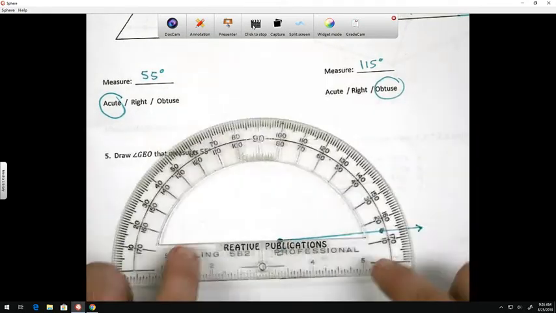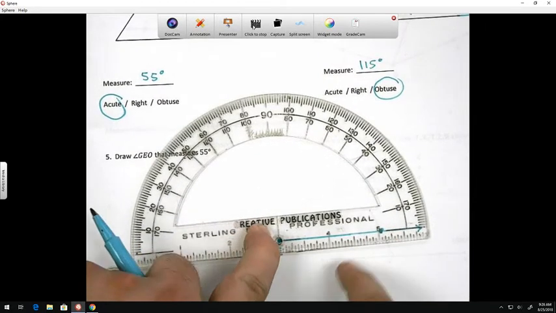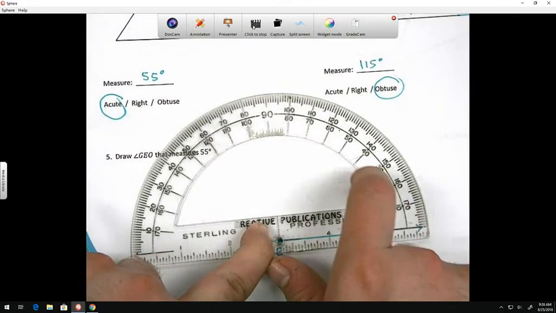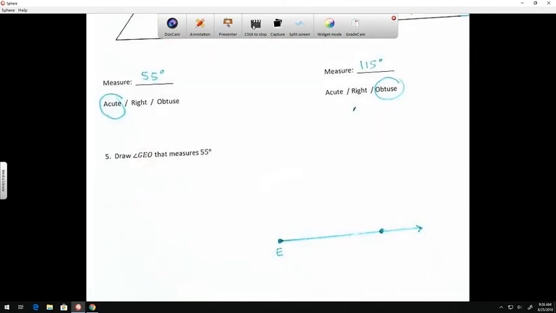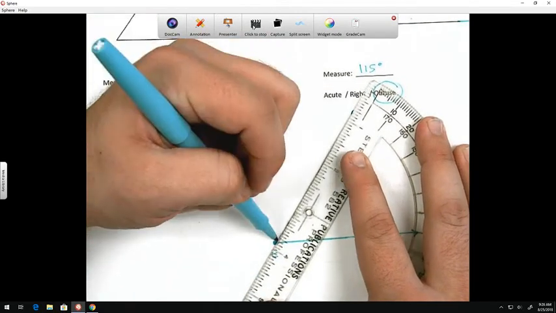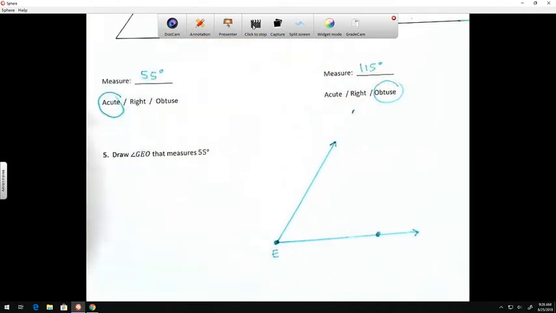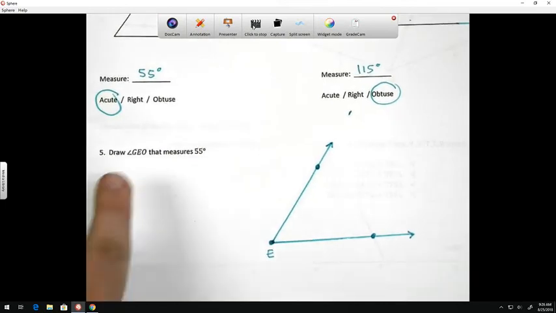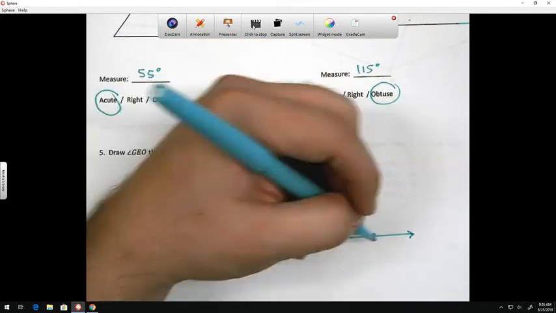So I line up my protractor along that ray. And I know that because I'm starting at 0 right here, I'm using my inner numbers. So 55 would be about right here. Now, you don't need to extend all the way to this point, but once it's lined up, you know that if you create a line, or a ray, it's going to be going in the correct direction. And now I can create my other point, and the last thing you have to do is label the letters. I had a G and an O, so G, E, O.